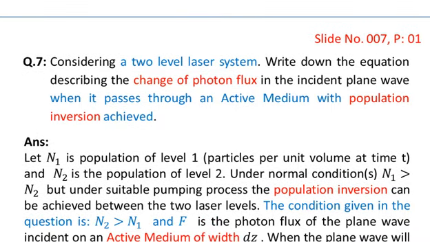Question 7. Considering a two-level laser system, write down the equation describing the change of flux in the incident plane wave when it passes through an active medium with population inversion achieved.